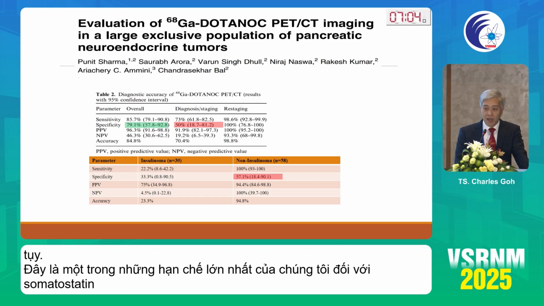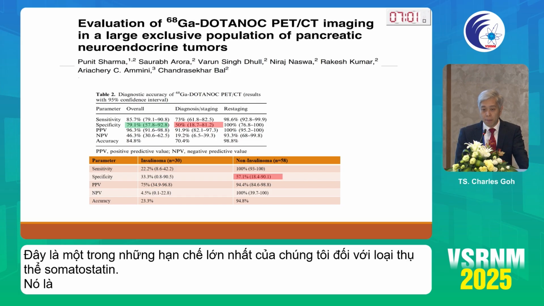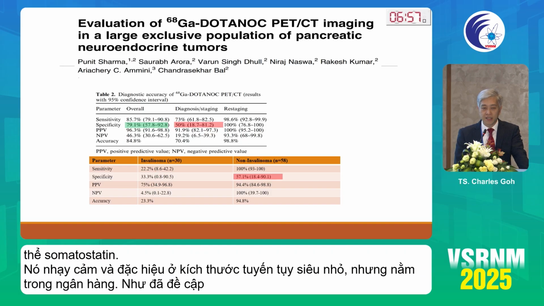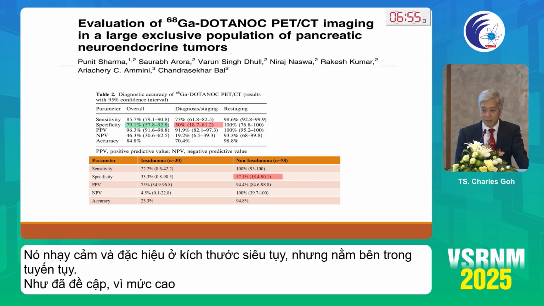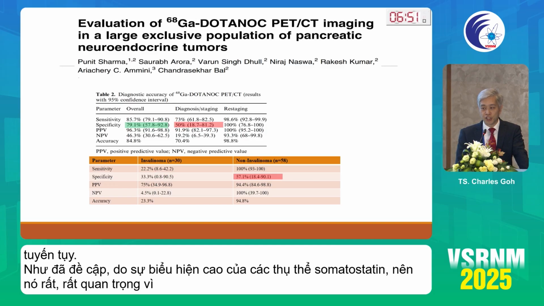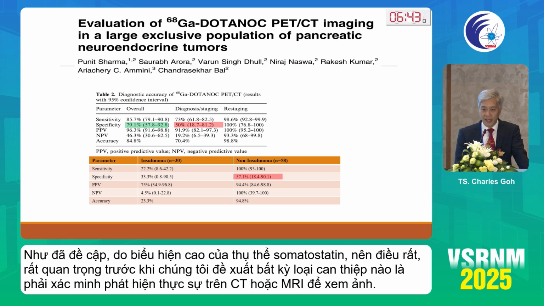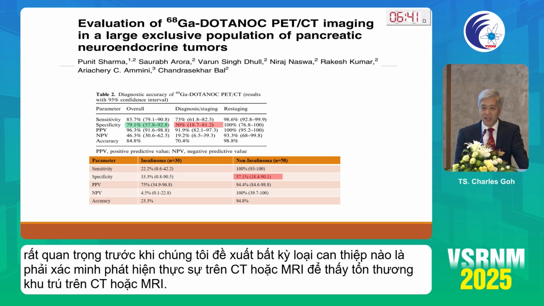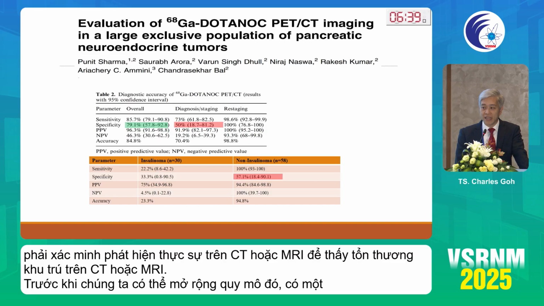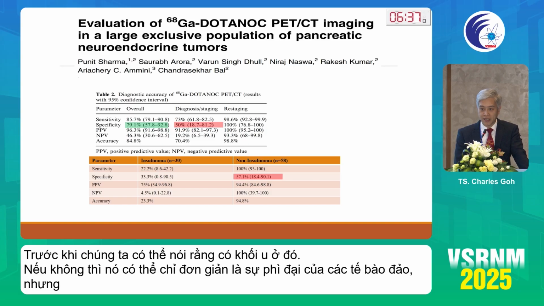It is sensitive and specific in extrapancreatic sites, but within the pancreas, as mentioned, because of the high expression of somatostatin receptors, it is very, very important before we recommend any sort of intervention that the finding is actually verified on either CT or MR. We need to see a focal lesion on CT or MR before we can say that there is a tumor there. Otherwise, it may simply be hypertrophy of the islet cells, but no true lesion is present.